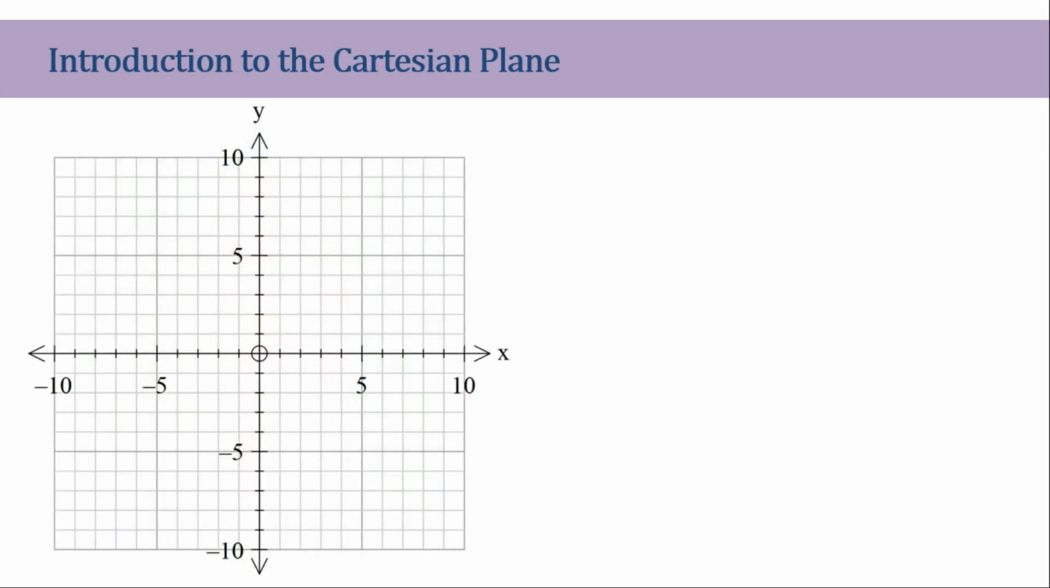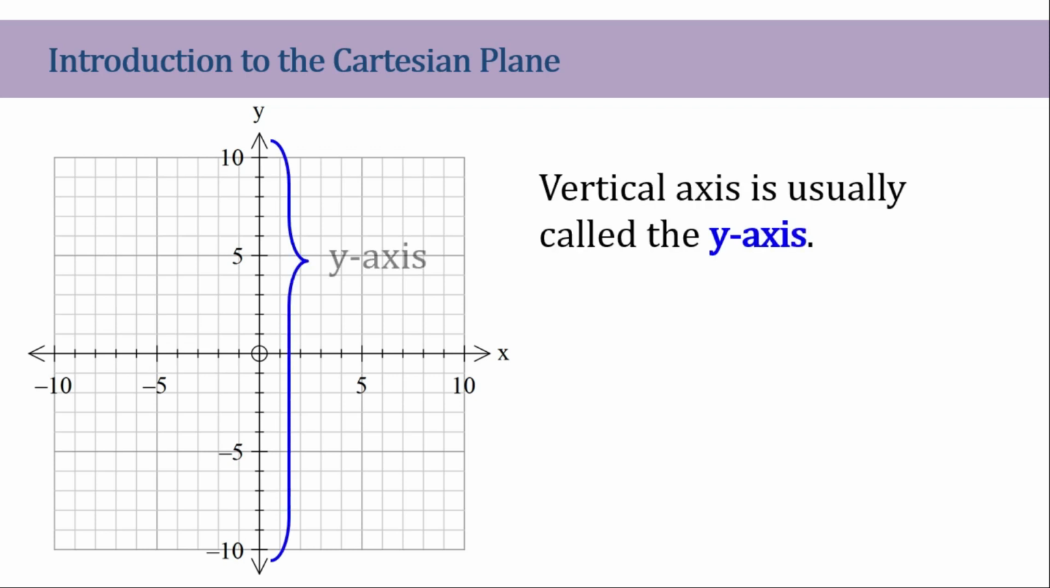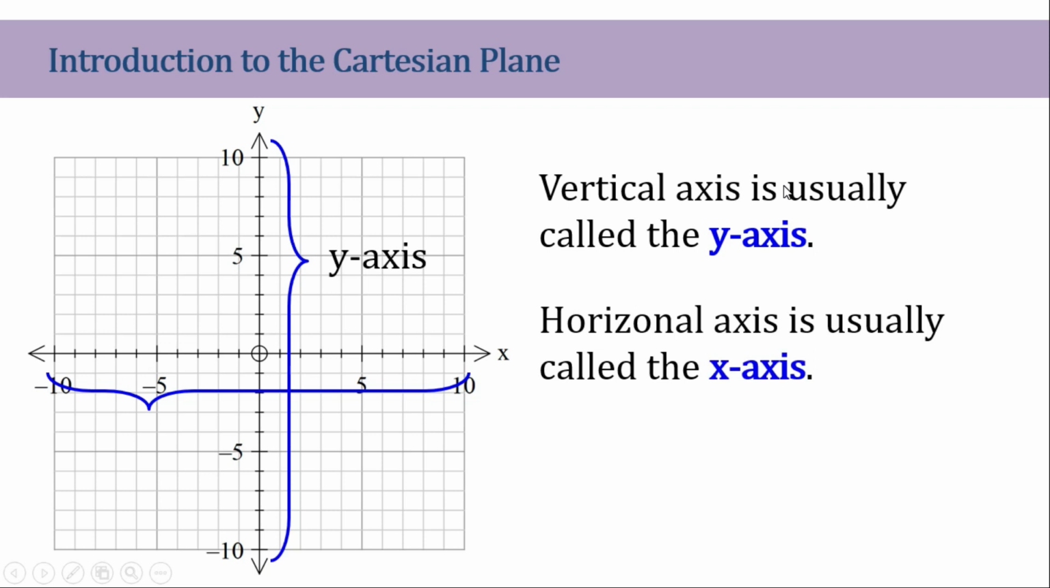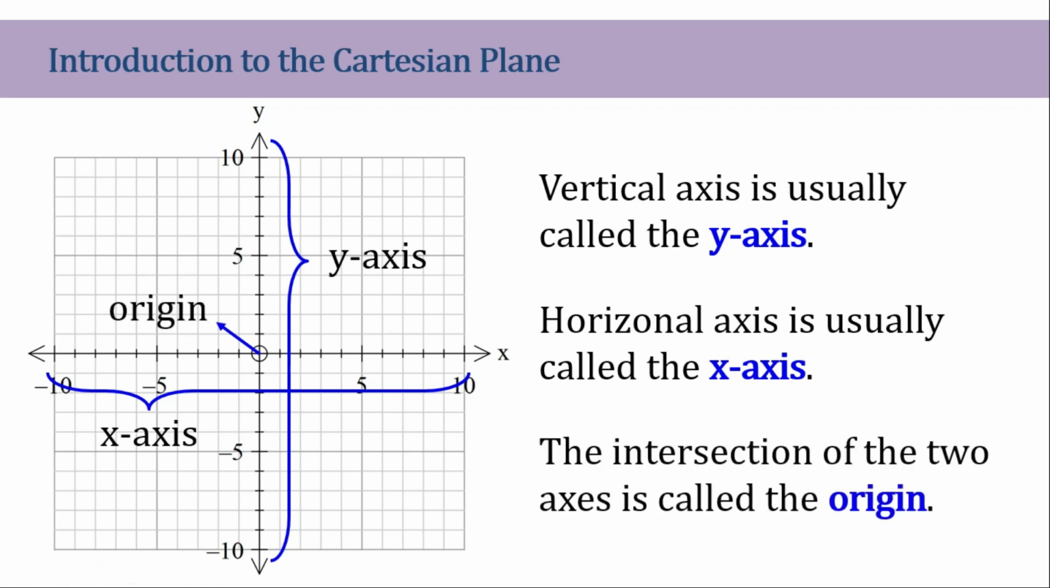As illustrated, a Cartesian plane is defined by two perpendicular number lines. The vertical axis is usually called the y-axis, and the horizontal axis is usually called the x-axis. The intersection of the two axes is called the origin.